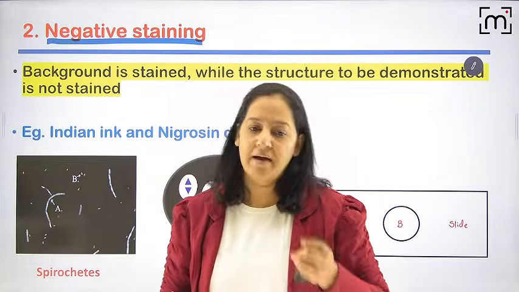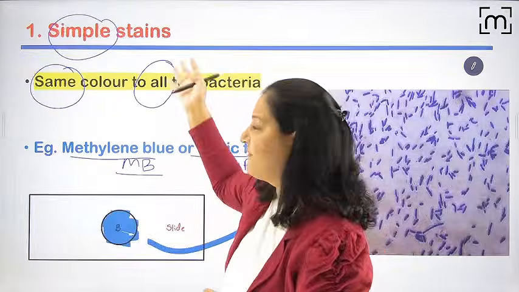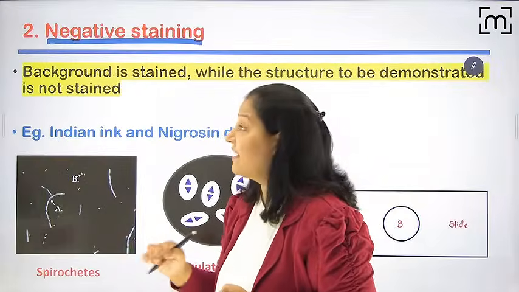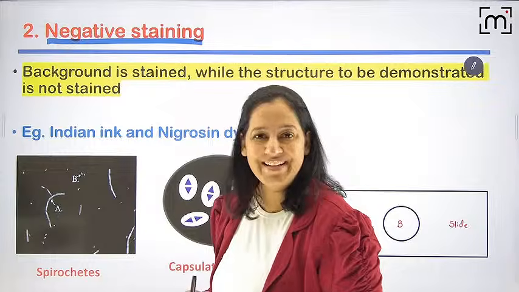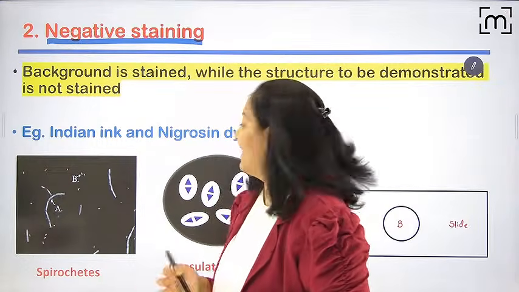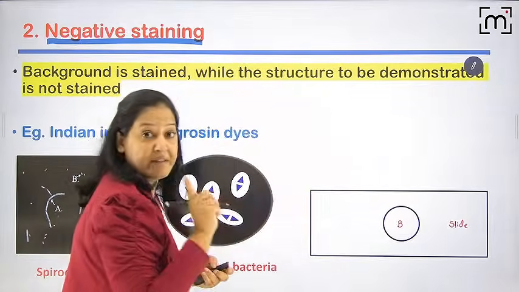So there are 2 solutions. Either stain the bacteria, not the background, that we were doing there. And here, the other way: stain the background, not the bacteria. So that is negative stain. In negative stain, we stain the background. We will not stain the bacteria.